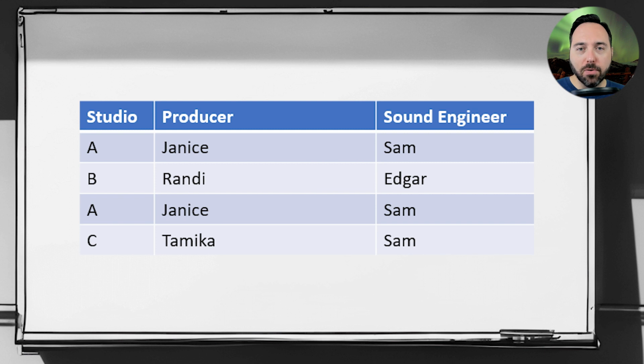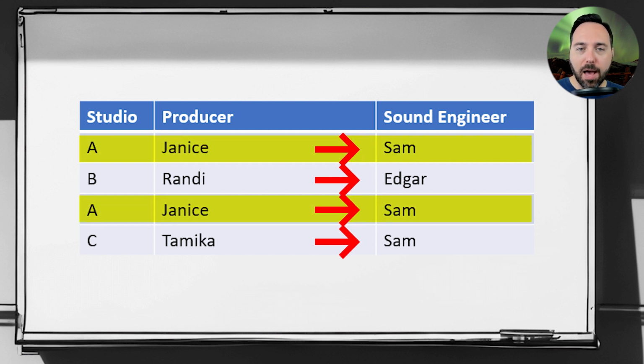It's important to note that functional dependencies only go one way. We have studio and producer determining sound engineer. So studio A and producer Janice necessarily imply that Sam will be the sound engineer.